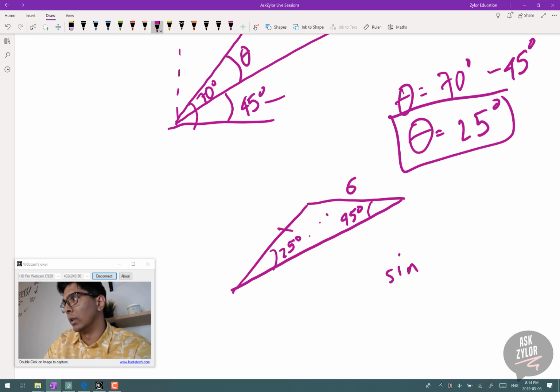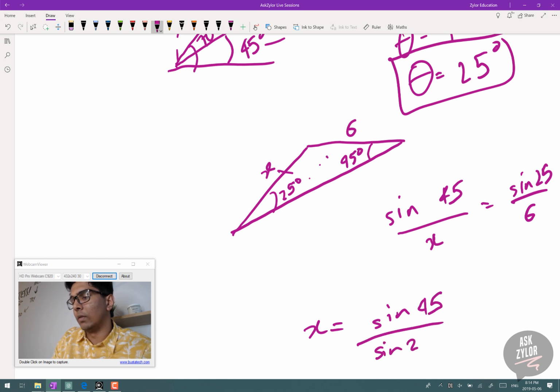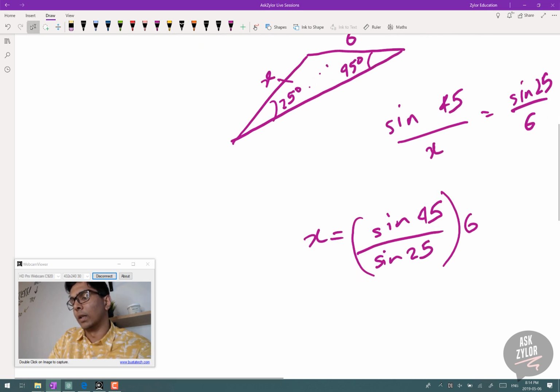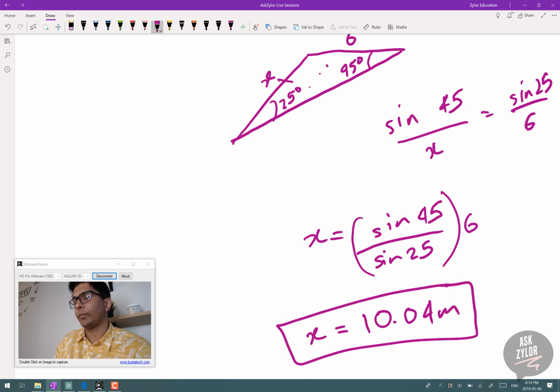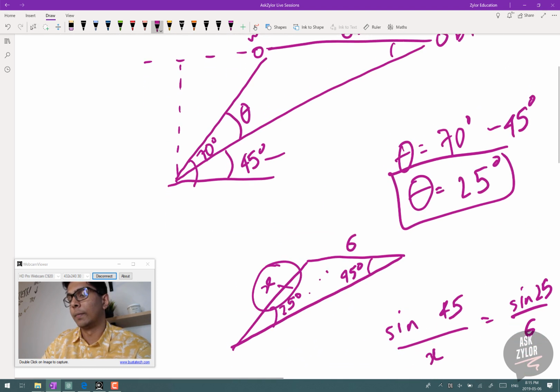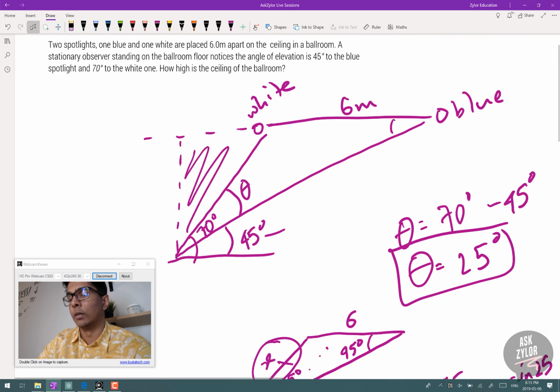I can use the sine law equation. So my sine of 45 over x is equal to sine of 25 over 6. So I'm going to isolate for my x value then. I'm going to say this is x. So my x ends up being sine 45 over sine 25 times 6. So if I plug that into the calculator, I should get 10.04 meters. Okay, so what I've found is this side length. So that's 10.04 meters. So what I can do next is evaluate this triangle over here.